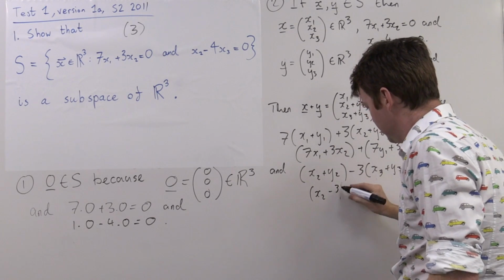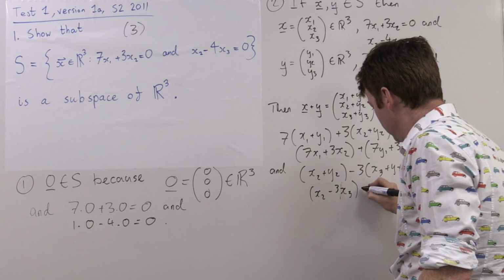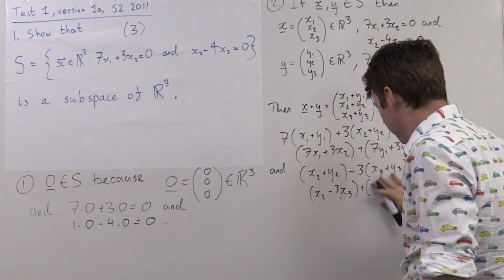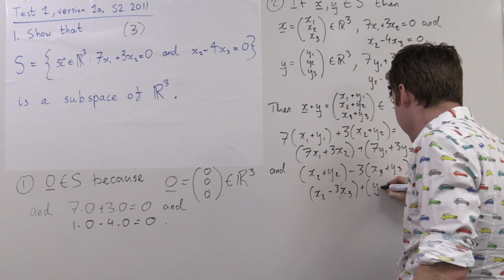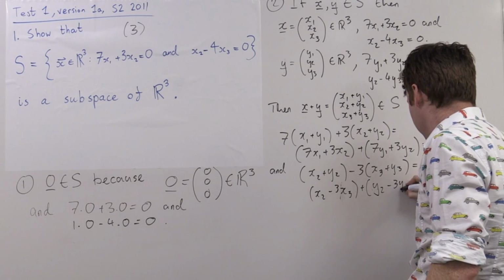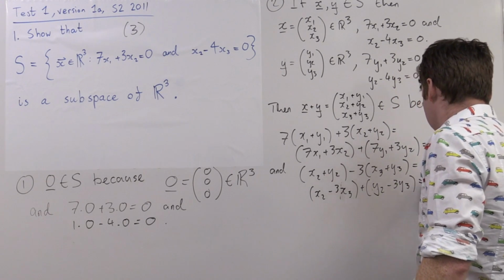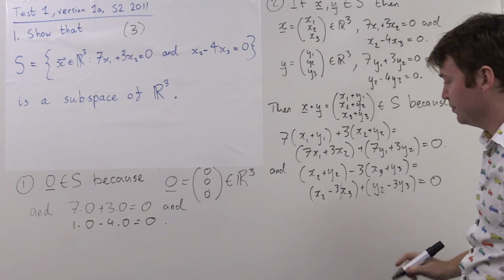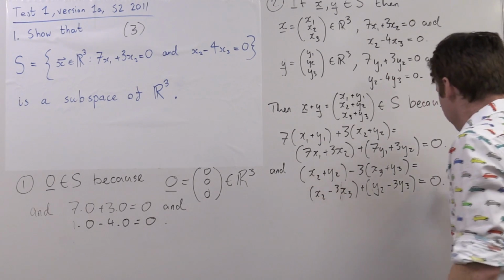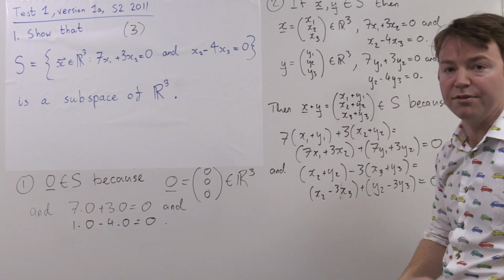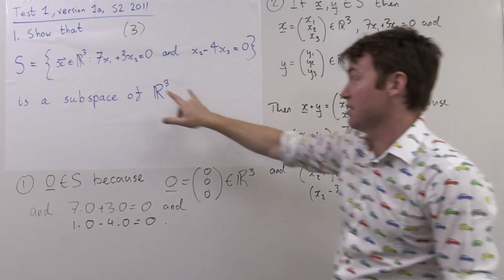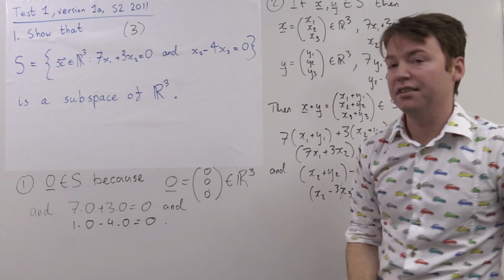So x, that's a y. y2 minus 3y3, which is equal to 0. Again, because that is 0 and I know that is 0. And that's all you need to do to show that x plus y is an element of S. It's an element of S because it's a vector in R3 and it satisfies that condition and that condition.